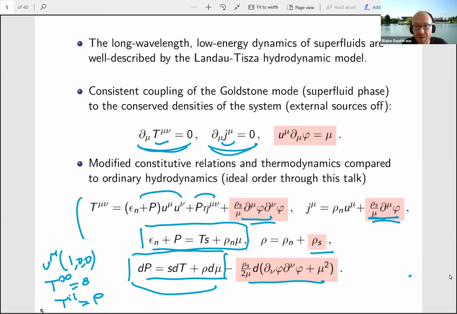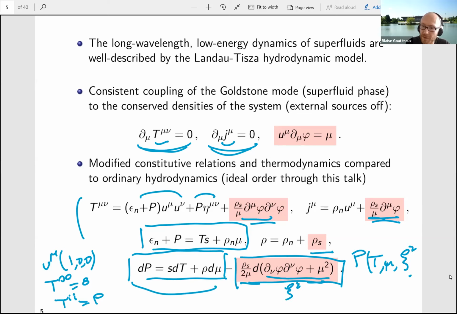And in particular, we see that there's an extra contribution to the first law, which is this one right here. So it tells us that now the pressure, another way of saying this is that the pressure is now a function of, say, temperature, chemical potential, and this quantity right here. So maybe let me call this psi squared. So there we go, psi squared.